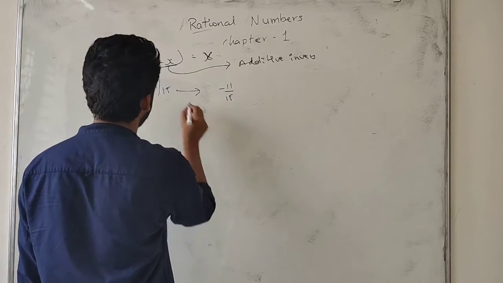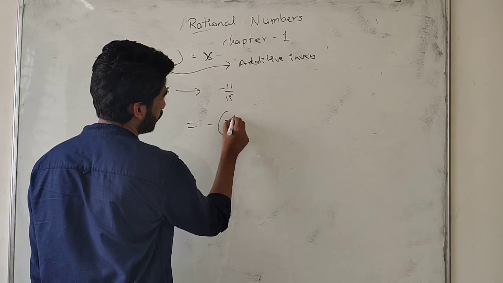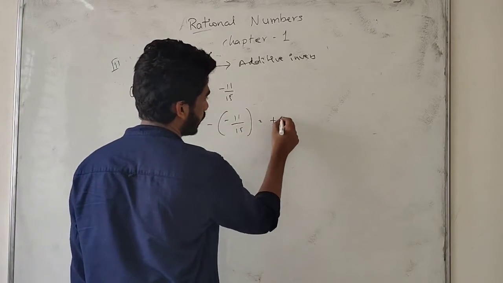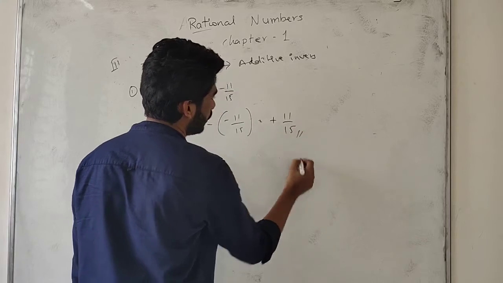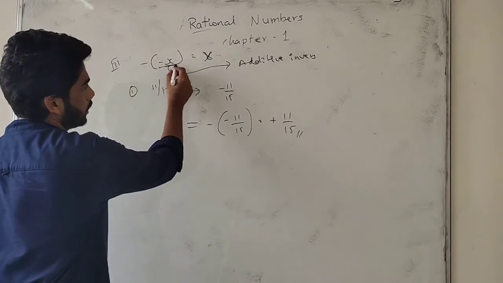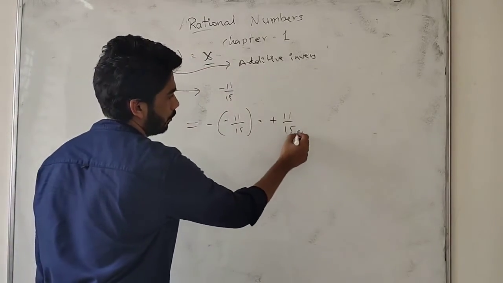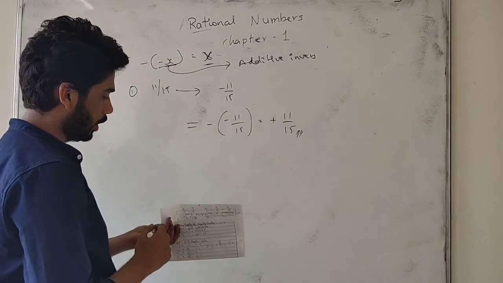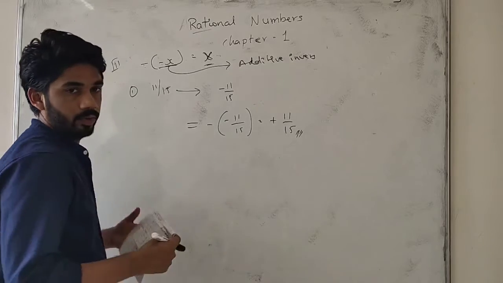After that, next step we have to take minus. Minus into minus 11 by 15. So minus into minus is plus 11 by 15. Hence we have proved that minus into minus plus is equal to minus. So we have proved this one is right. The first one is the right answer. Okay, please note it down. I go to the next problem.